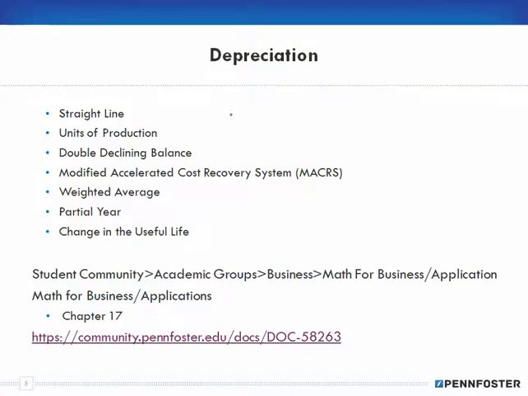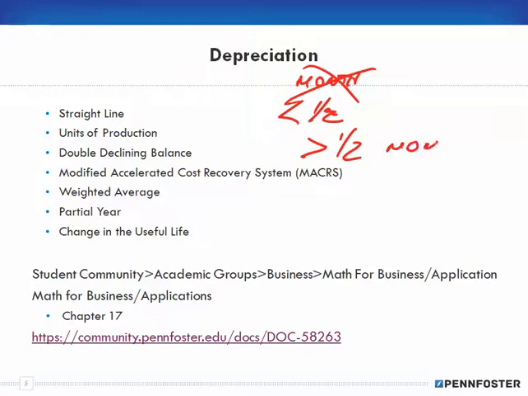So basically, when you're looking at a month, if you're going to use the asset for less than half a month, you do not depreciate it for that month. If you're going to use the asset for greater than half the month, then you will depreciate it for that month. So let's just take this as an example.